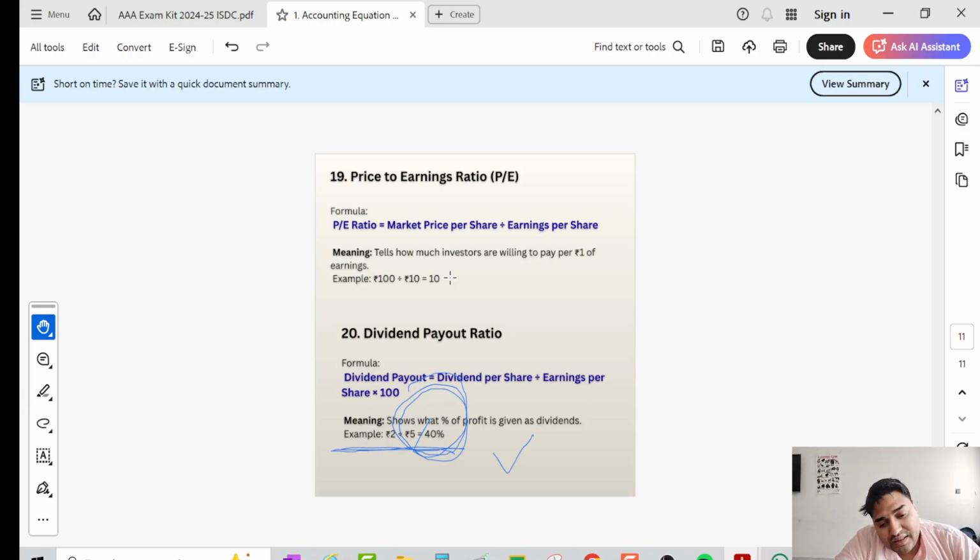So these are the 20 basic financial formulas which will help you to understand or analyze any financials.